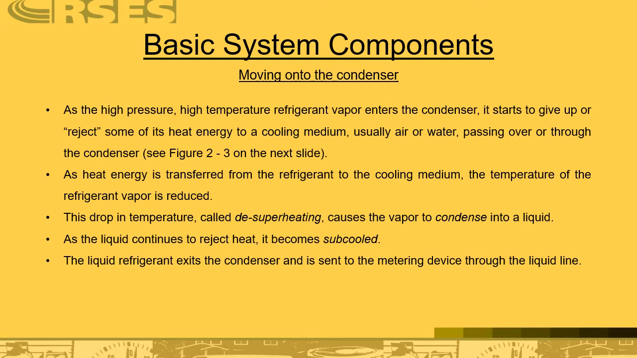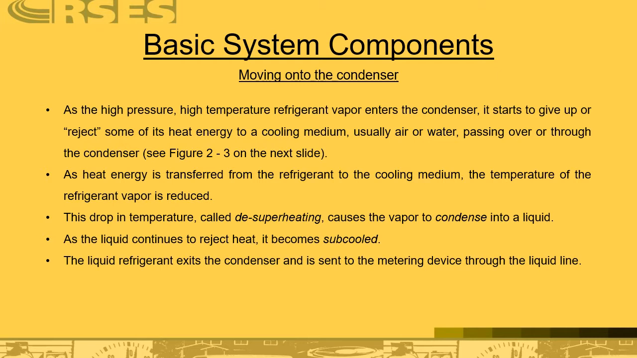As the high pressure, high temperature refrigerant vapor enters the condenser, it starts to give up or reject some of the heat energy into a cooling medium, usually air or water passing over or through the condenser. And look at figure 2-3 on the next slide. As the heat energy is transferred from the refrigerant to the cooling medium, the temperature of the refrigerant vapor is reduced.